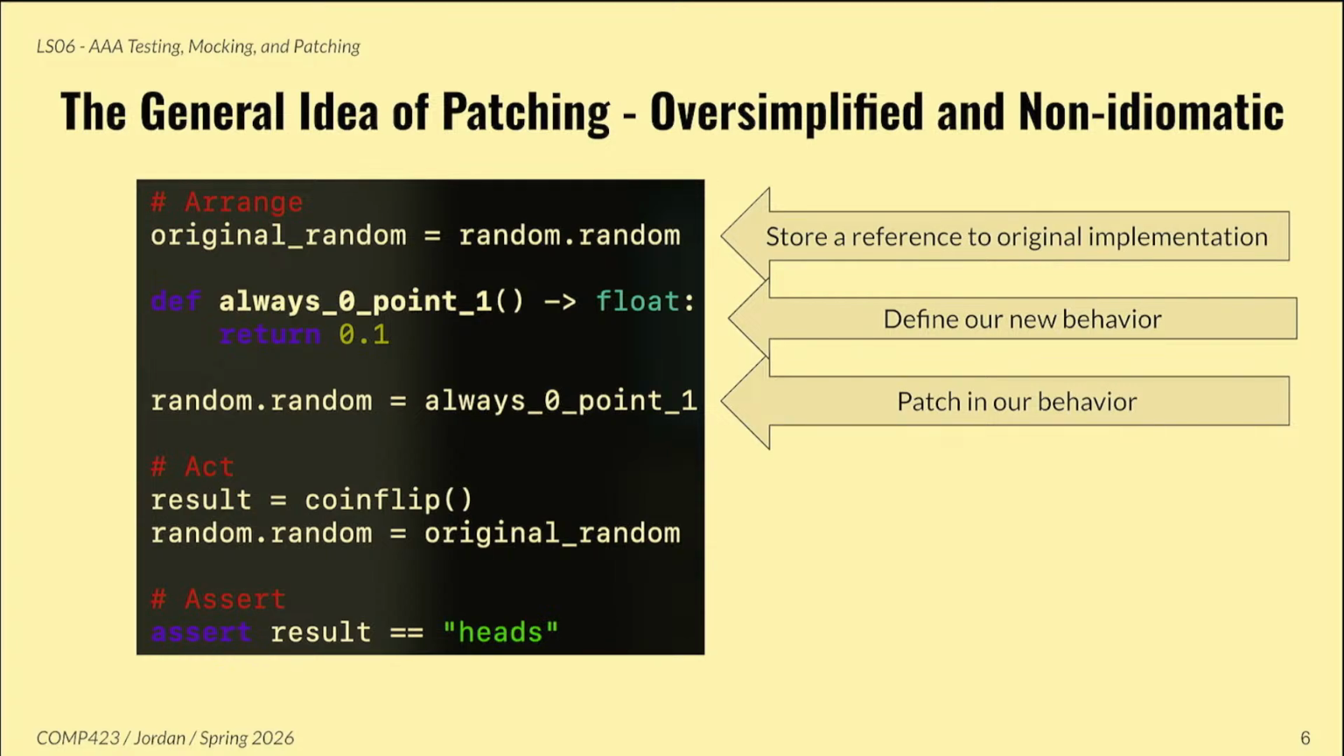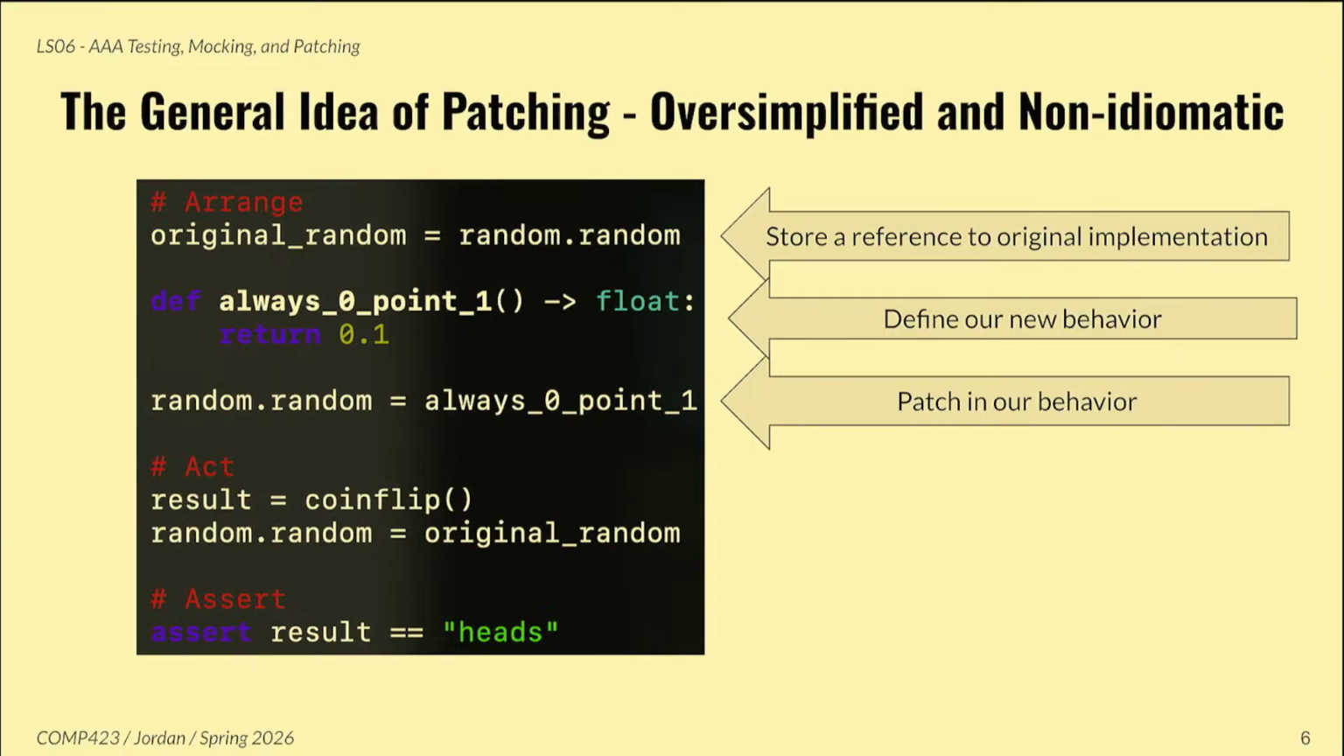So we then go and we act, we call our coin flip function. We would see that execution goes into that function, and inside of it, it calls random.random. And it has the effect of calling this function that we just defined. It will return 0.1.